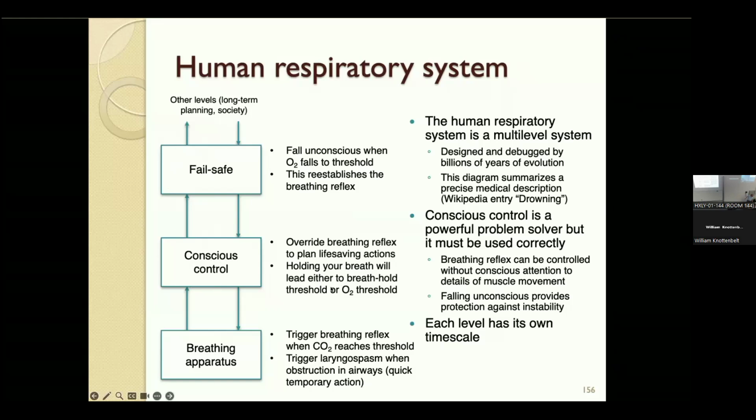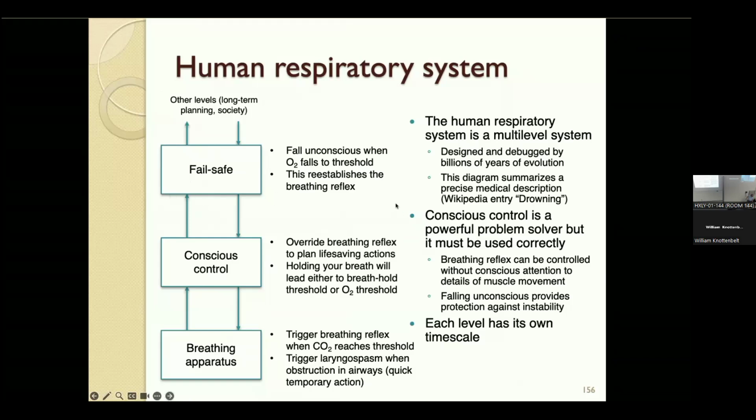So another point is there's the oxygen threshold. So if you're a trained athlete, you can hold your breath until you fall unconscious, okay? You will not be forced to breathe again. You will actually fall unconscious when the oxygen level in your blood falls. So that's the ultimate fail-safe. Once you fall unconscious, the conscious control just vanishes, and you start breathing normally again as an unconscious person, okay? So that's the ultimate fail-safe. So this is how the human breathing apparatus works.